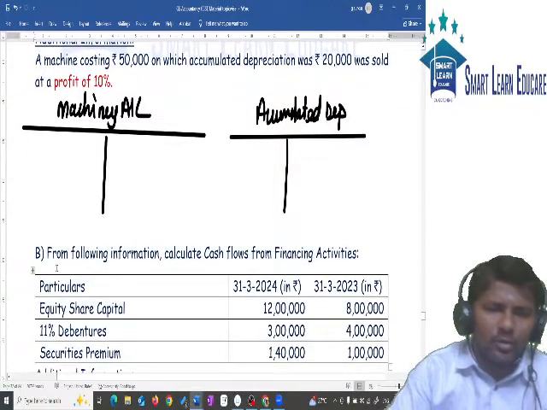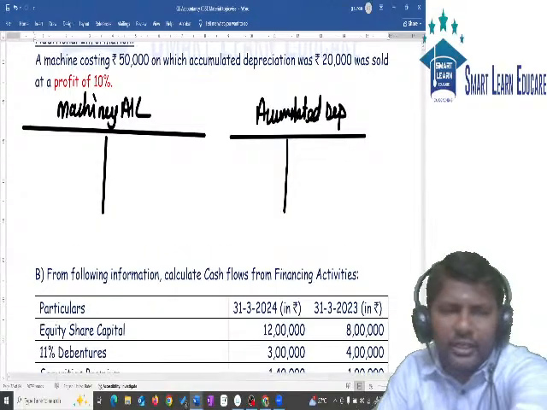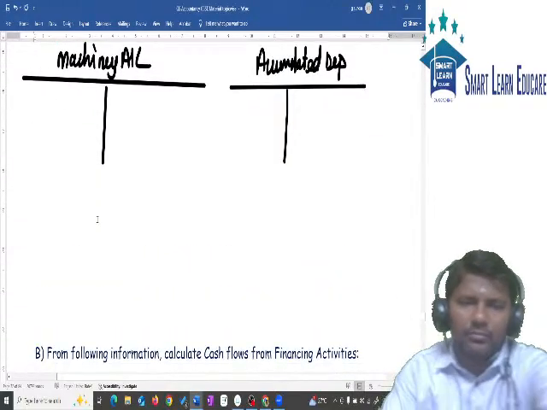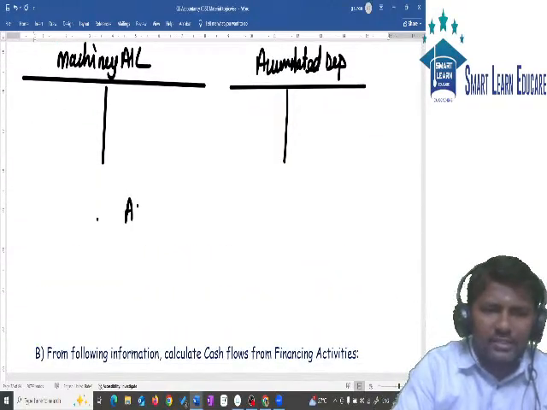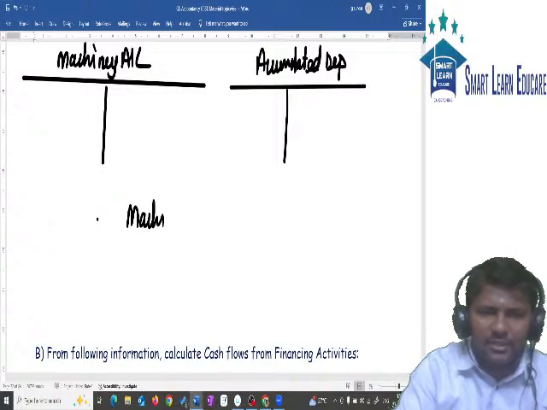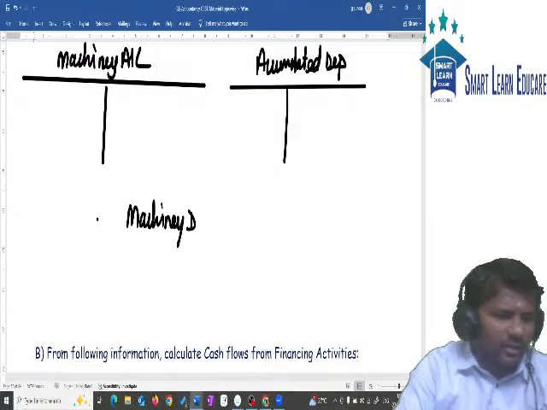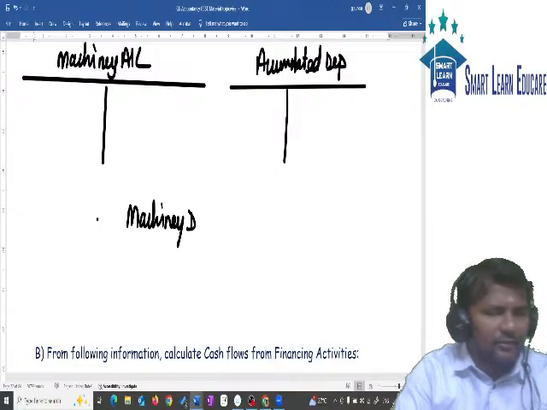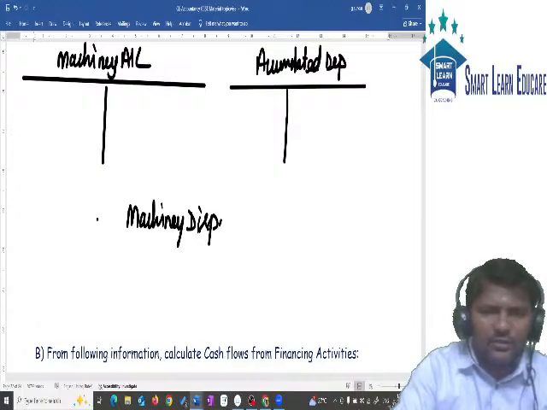Also you should open one more, a third account. What is the third account? It is the asset disposal account. Machinery asset is given, so the asset name is given. So the third account is the machinery disposal account.